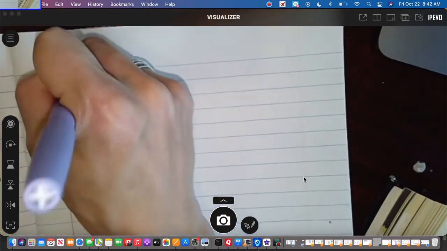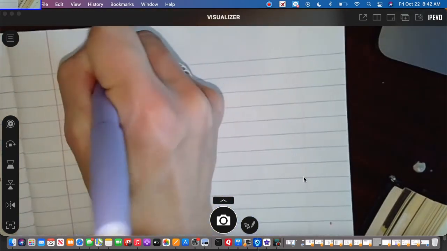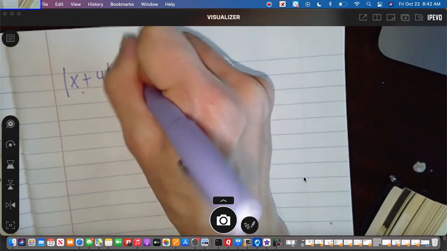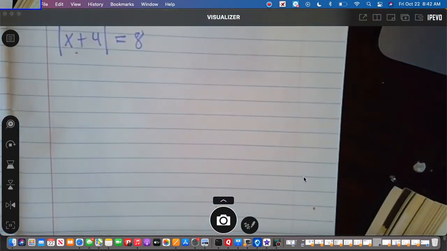If I have the absolute value of x plus 4 equals 8, I can solve this one.